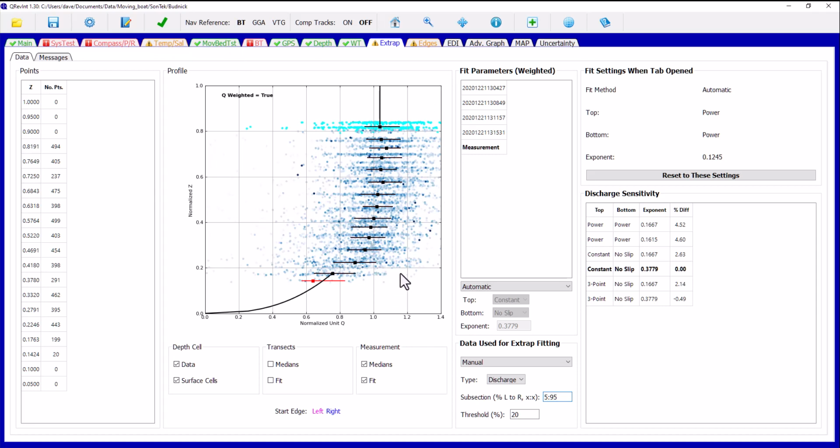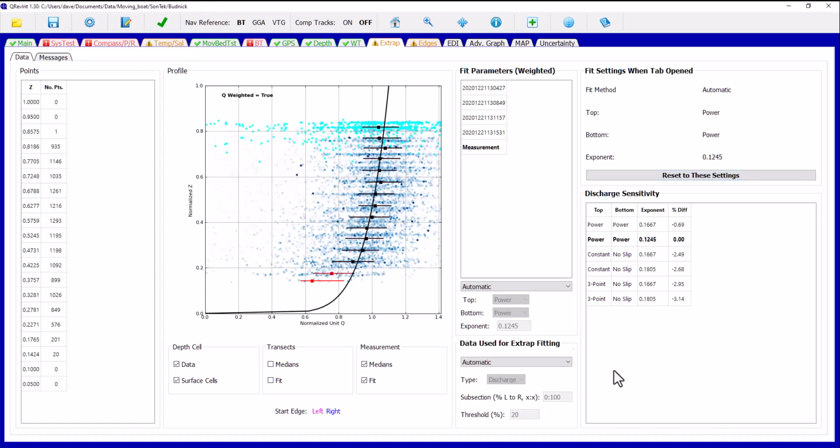This allows us to experiment with different fits, different data subsectioning as we did. And if we decide that, well, everything we've done really isn't any better and we'd really like to just go back to what it was when we started, we could hit reset to these settings. And it would go back to whatever it was when we opened the tab.